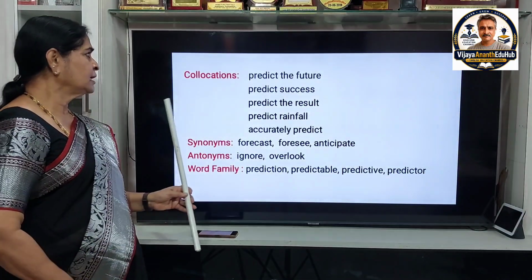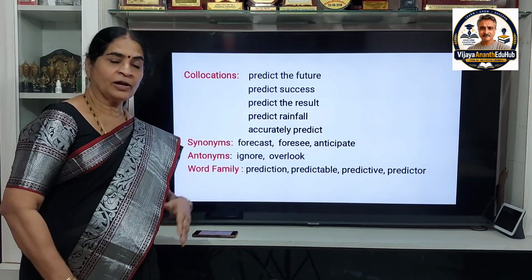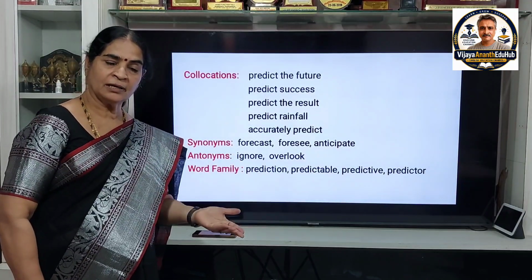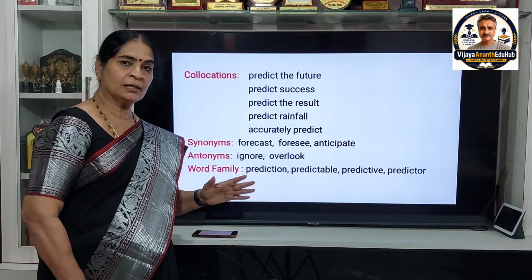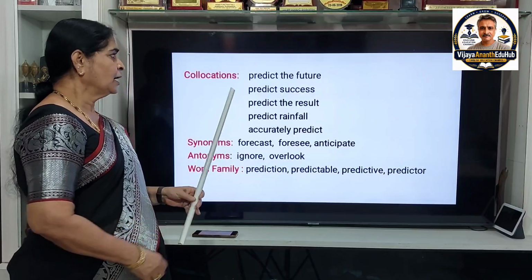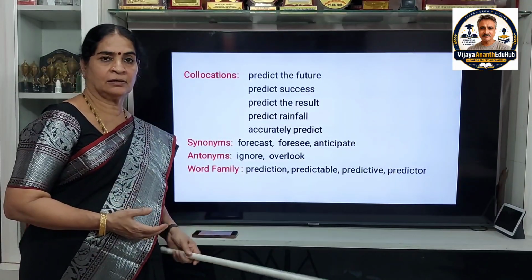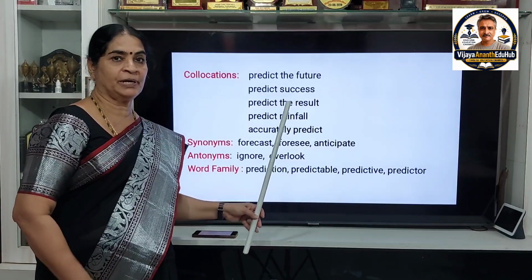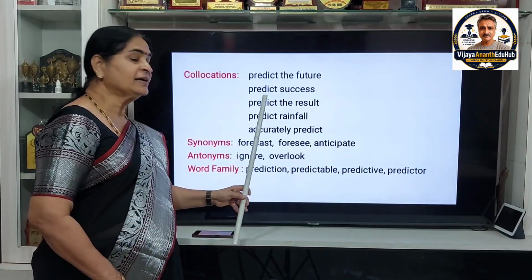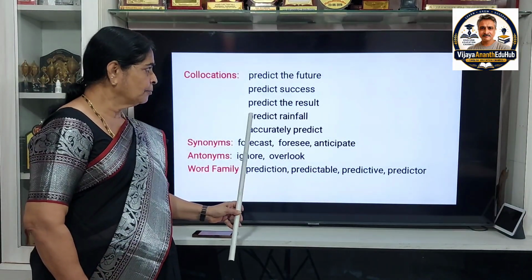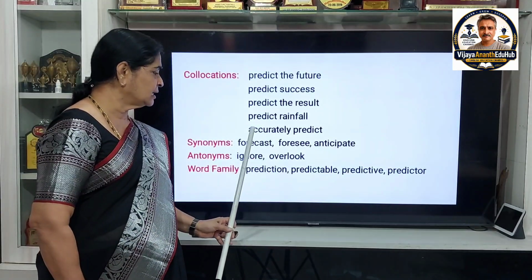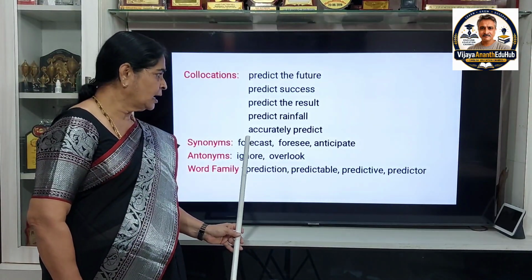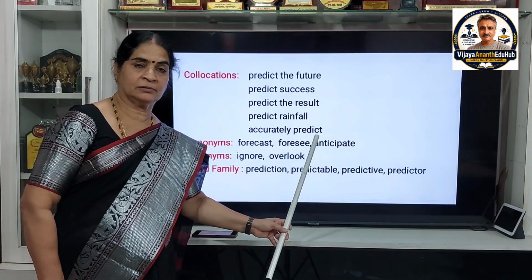Then, these are collocations. Collocations are nothing but words which go together. Naturally, they are called collocations. Predict the future, predict success, predict the result. We predict the result, we predict the rainfall, and we accurately predict.